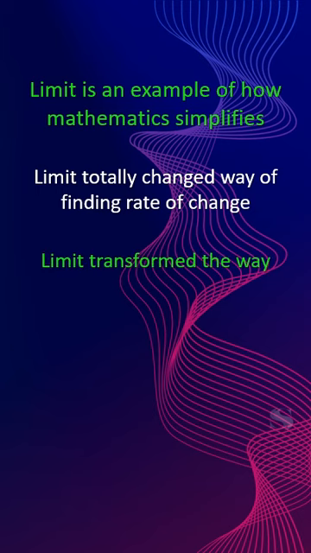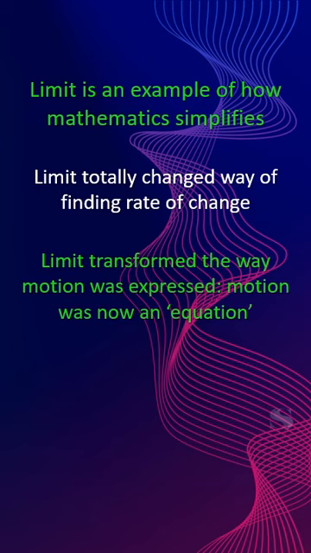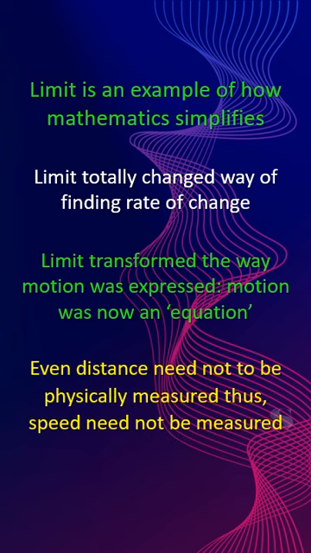Limit introduced an inventive way of representing, describing, expressing the whole of motion itself and other changing situations. It used equations, a kind of mathematical equivalent of real changing situations, called functions. And the functions would give the changing quantity of things without involving any physical measures. For example, the distance traveled does not require any physical measurement, and thus, the rate of change of distance and speed also does not require any physical measurement.